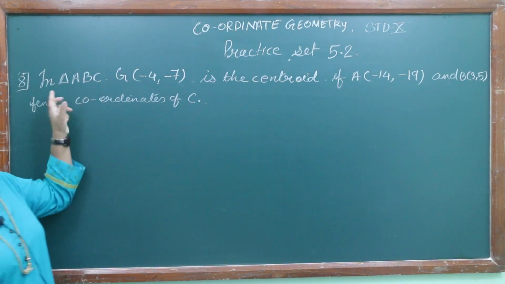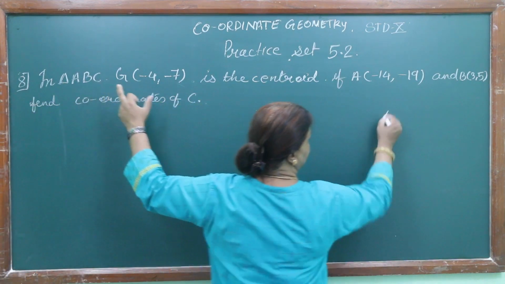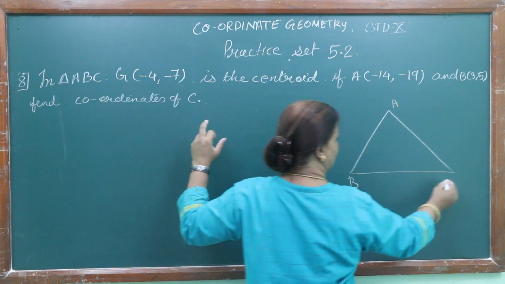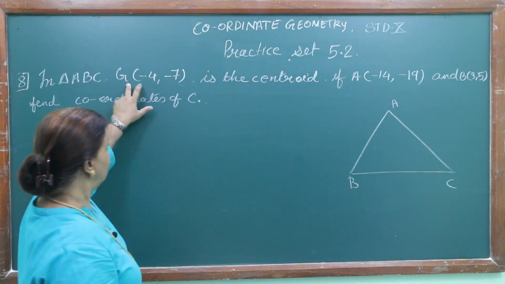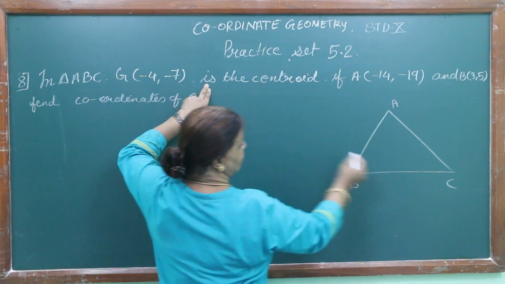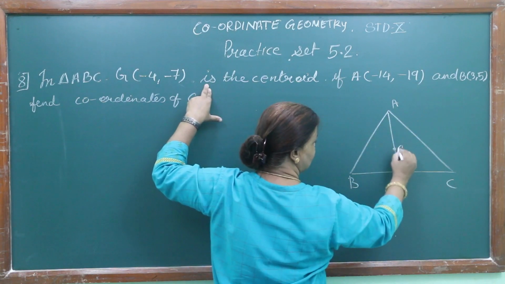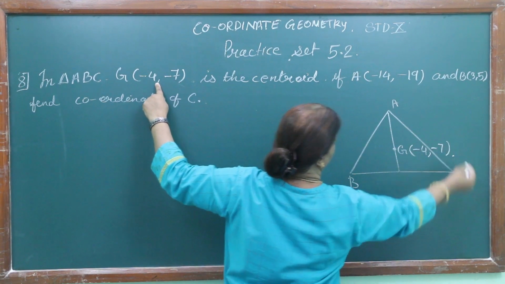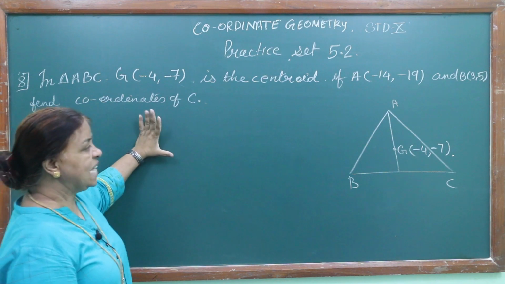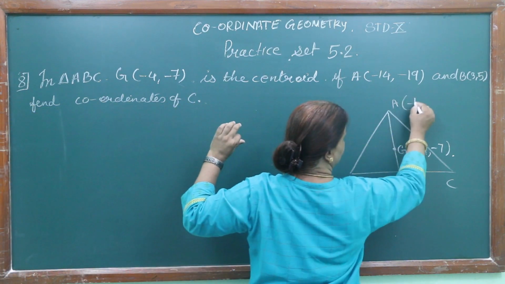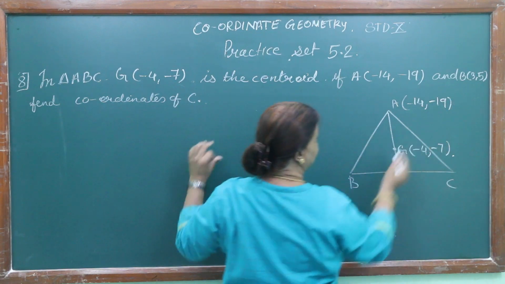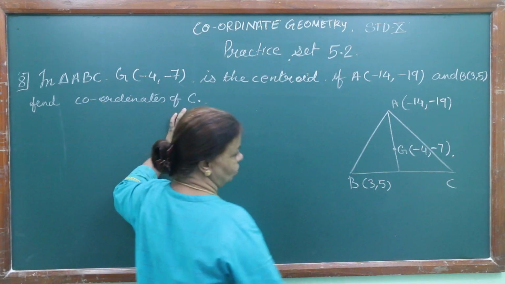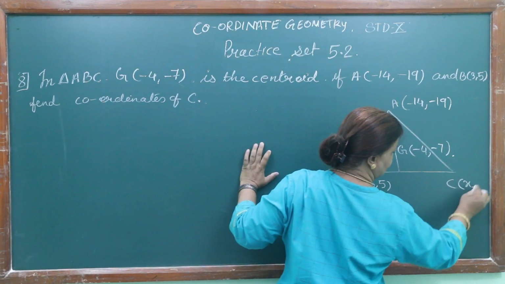Question number 8. Triangle ABC. Let me draw the triangle ABC. A, B and C. G is the centroid. It is given G is the centroid. Let me write it here. G is the centroid and its coordinates are -4 and -7, which are given, children. Now A is given -14, -19. B is given 3, 5 and C we need to find out the coordinates. That is x3 and y3.